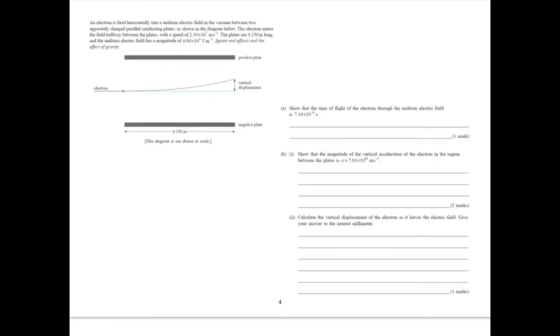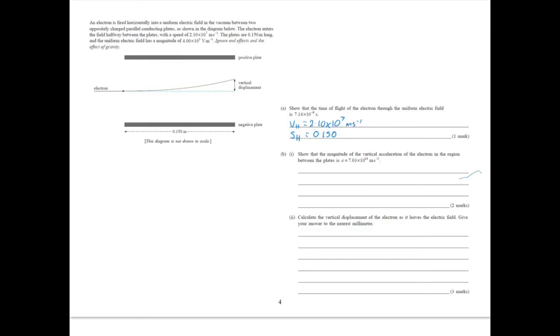So time of flight can be worked out in this case because we know the horizontal velocity, and we should probably be writing this information down. So we know the horizontal velocity is equal to 2.10 times 10 to the 7 meters per second, and we know that the horizontal displacement, which is the length of the plates, is 0.150 meters.